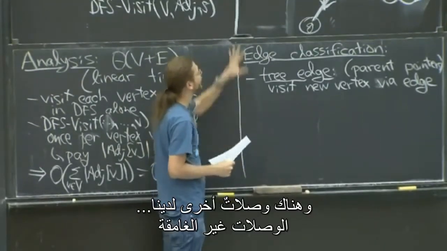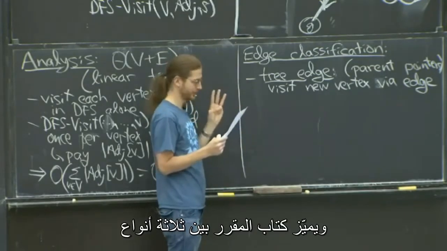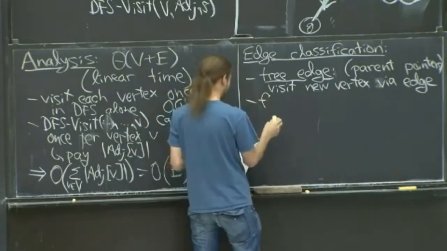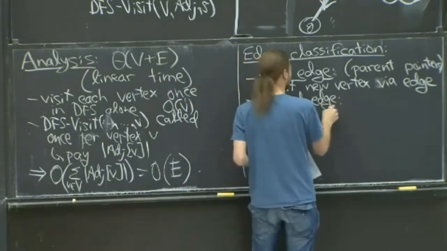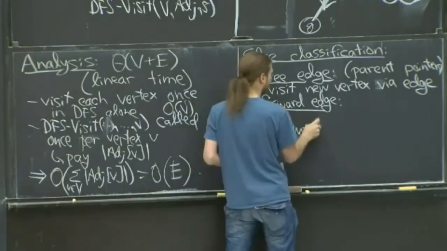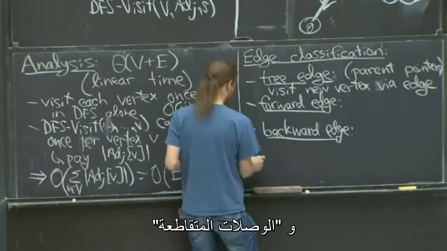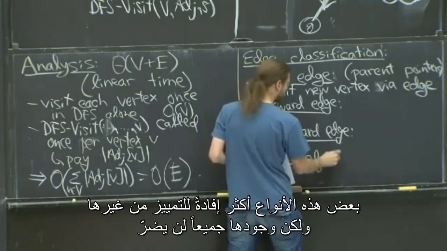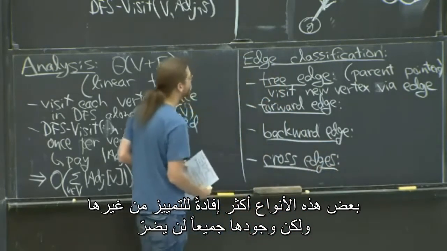There are other edges in there, the non-bold edges. And the textbook distinguishes three types. Three types. So many types. They are forward edges, backward edges, and cross edges. Some of these are more useful to distinguish than others, but it doesn't hurt to have them all.